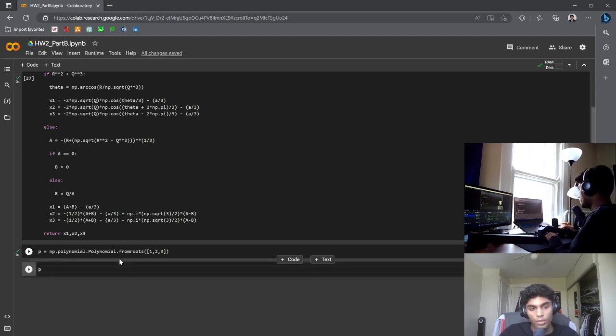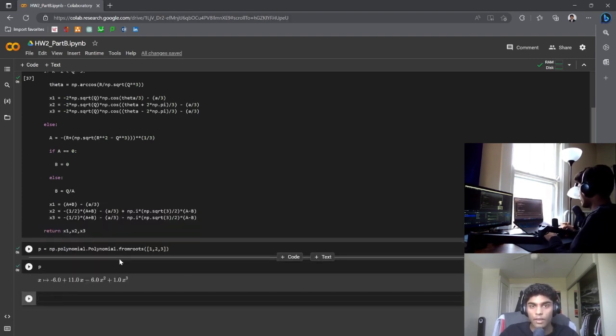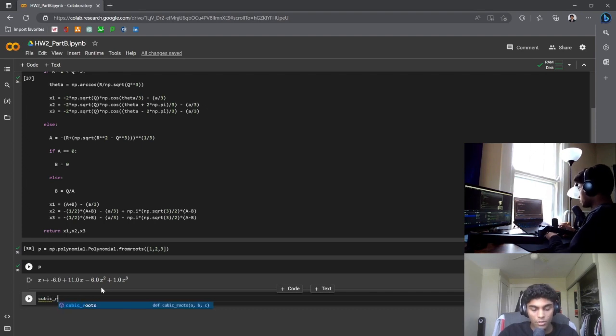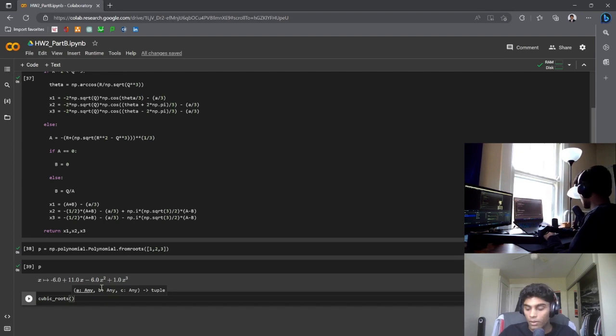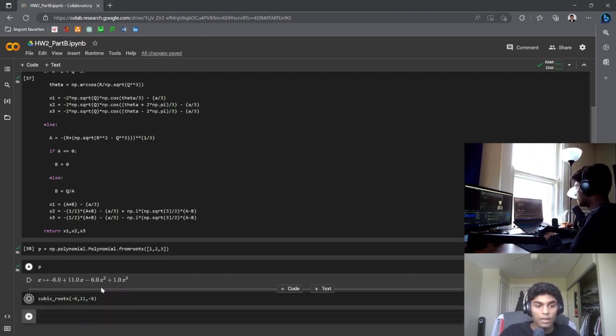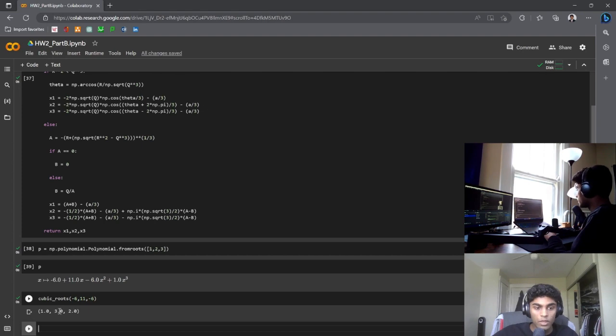That's our array, p, and it should give us a polynomial based on the roots that we gave it. So now we see that we have an a value of -6, b value of 11, and c value of -6. So what we're going to do is call back our cubic roots function, and we're going to use these values that we found. So we're going to have -6, 11, and -6. And if we run that, then yeah, we do get those same roots that we ended up with, which means that our function is all good to go.